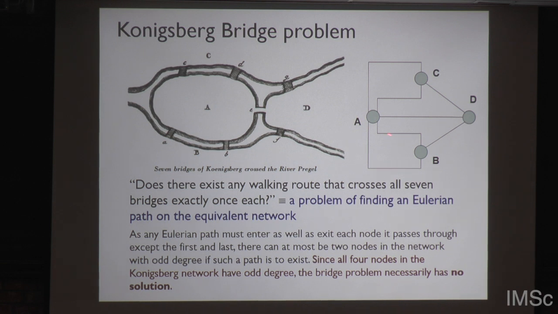But if you look at the corresponding network representation of the Königsberg bridge problem, you find that all 4 nodes have an odd number of edges. This one has 3, this one has 3, this one has 3, and this one has 5. So regardless of which 2 points I pick as source and sink, I will never be able to find an Eulerian path because I'll always end up with an intermediate node having an odd number of connections.